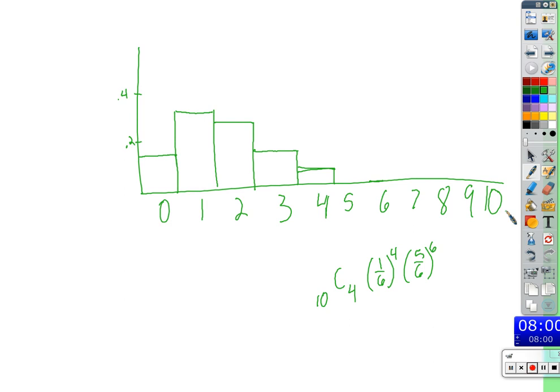So if you can identify the number of trials, how many times are you doing this thing? 10 times in a row? 100 times in a row? 32 times in a row? How many times do you want to succeed? You want to get 3 rolls out of 10? You want to get 5 rolls? You want, you know, 14 successes out of 32 trials? This would be successes as well.